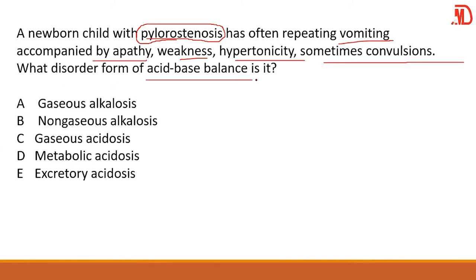Guys, I've already discussed this with you long ago. So what are you thinking about? In vomiting, you are losing a lot of acid. So what happens in your system? There will be alkalosis, because acid is going out. So you are thinking of excretory alkalosis or metabolic alkalosis. That is what you should be thinking about.